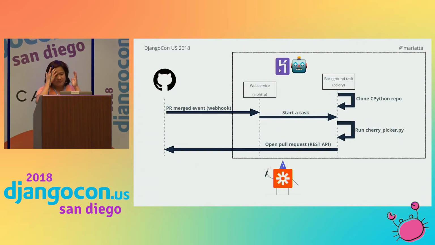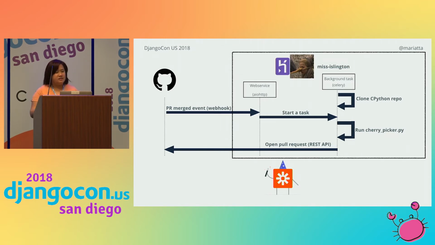So this is how it works now. This is the bot. I will have a web service. All it does is it receives the webhook event. And then it's going to just start a background task on Celery. So the background task will do all those long-running things like cloning CPython, running cherry picker, opening pull request happens in the background.